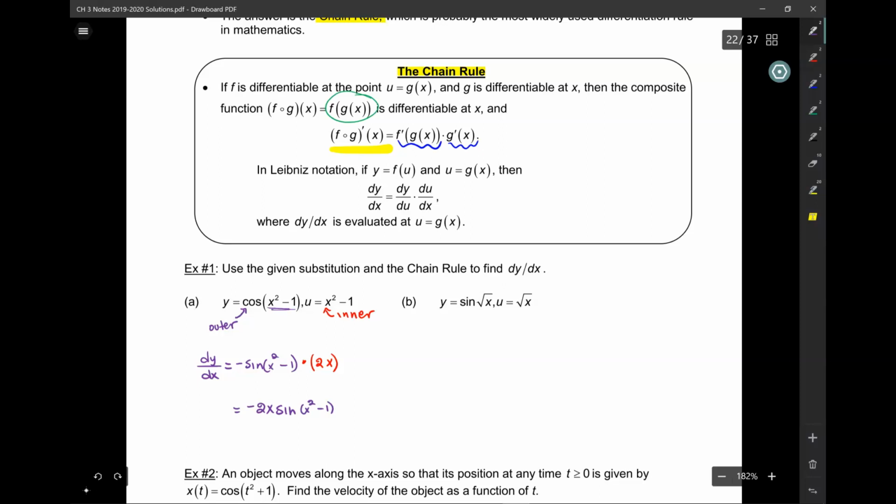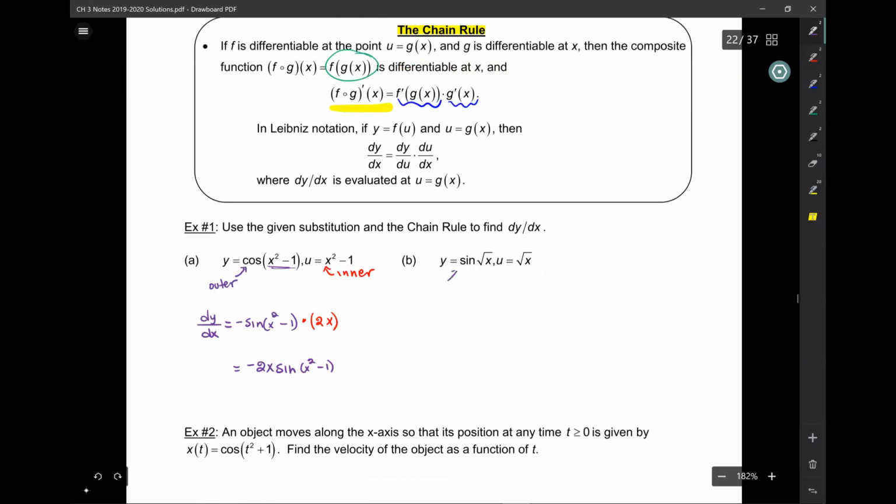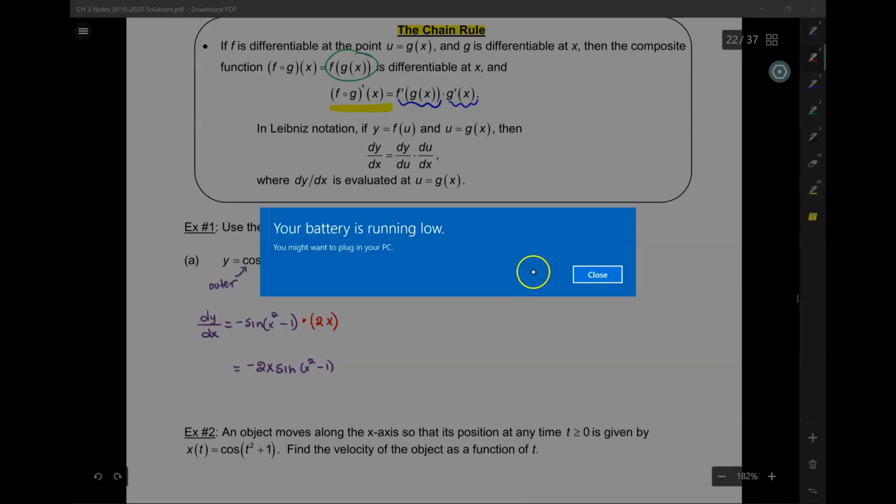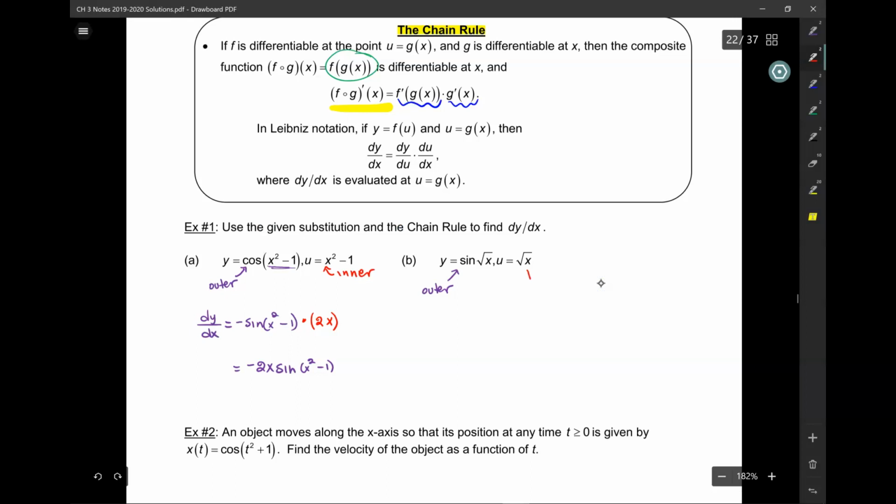The outer function is sine of x. So this is the outer function. Or would it be sine of x or sine of root x, hang on. And then the inner function is this one. So now dy dx is negative cosine root x. Cosine root x.